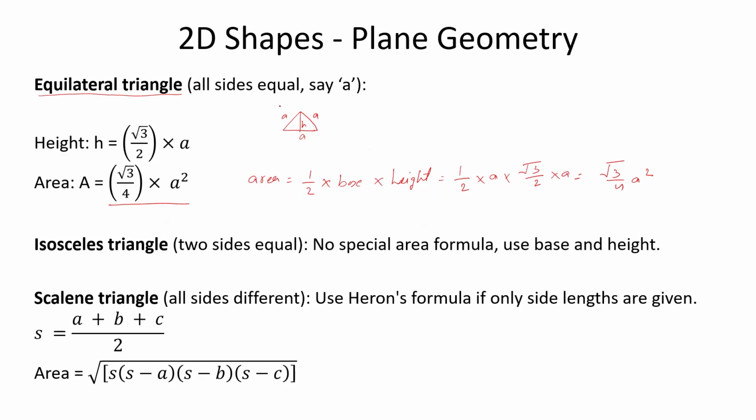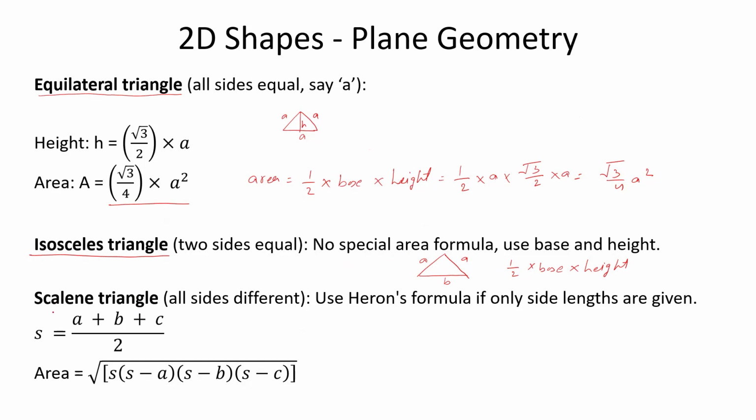Now, the next type of triangle is the isosceles triangle. What is this type of triangle? If two sides of a triangle are equal, like 1, 2, these two sides are equal, A and A, and this could be anything, B. So this is called an isosceles triangle. For area, there is no special formula. You have to use the 1 by 2 into base into height formula to calculate the area.